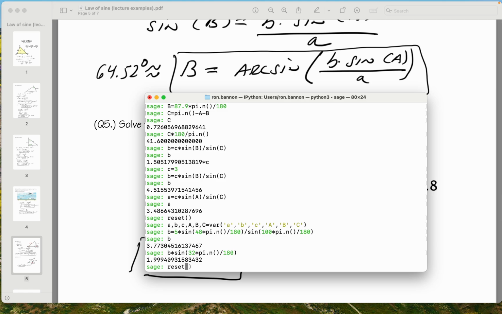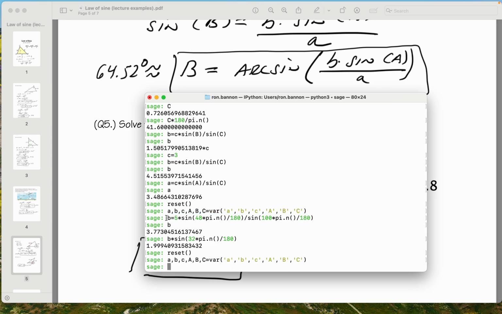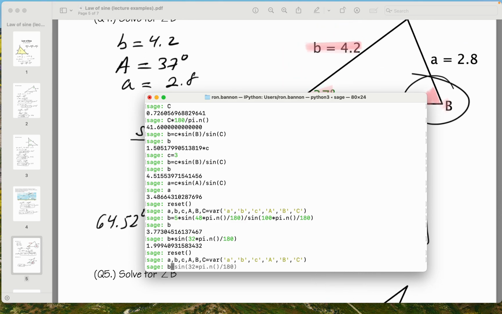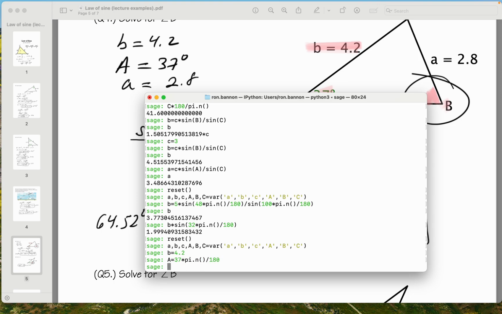Reset again. I'm going to copy paste this over here. Redefine my variables. And what I'm going to type in, I'll go back to it. I'm going to type in those letters. B equals 4.2. A equals 37. Remember, we're going to convert that to radians. So times pi. Remember, we're going to approximate that as well. Divide by 180. And what's little a going to be? Little a is going to be 2.8.